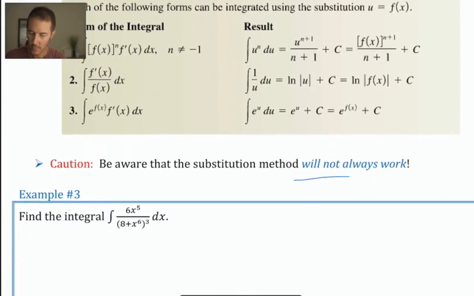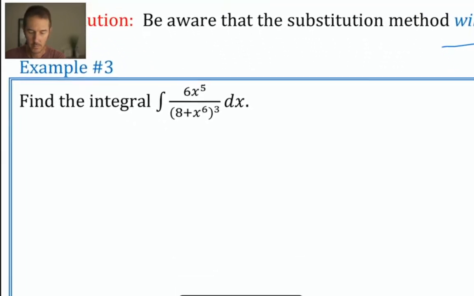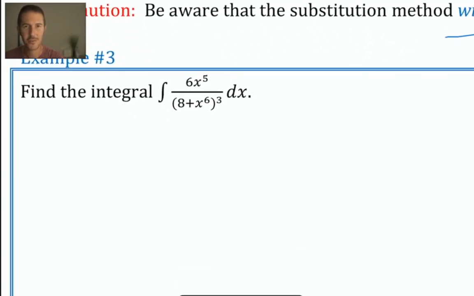You should be aware, however, that it's not always going to work. Substitution is not always the right tool for the job. However, in this section, which is about substitution, it's the right tool for the job every time, which is nice. So just continue accumulating your tools and keeping your eyes open and being sensitive to whatever the situation calls for.